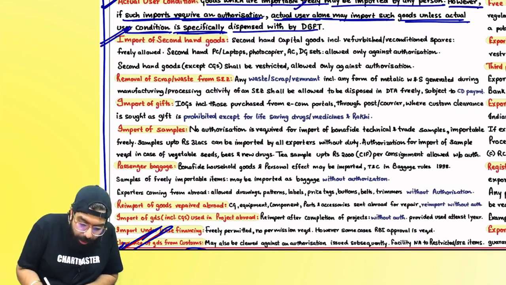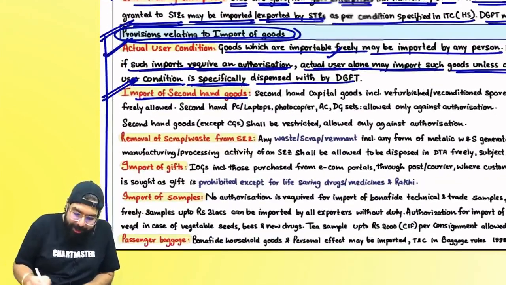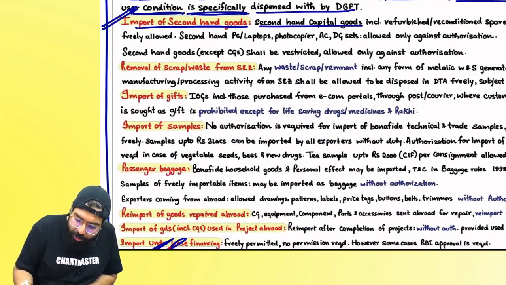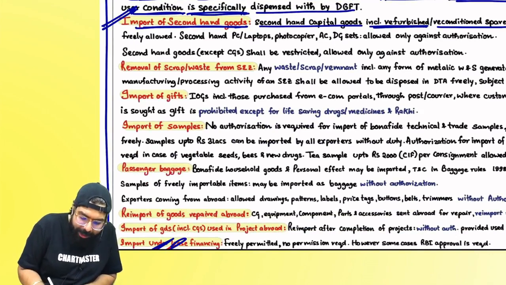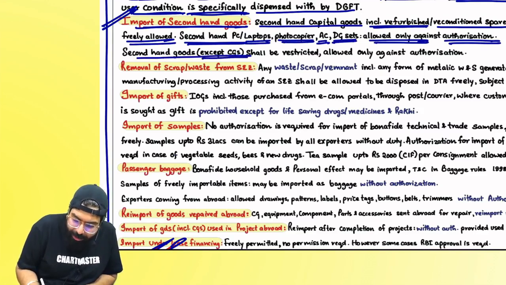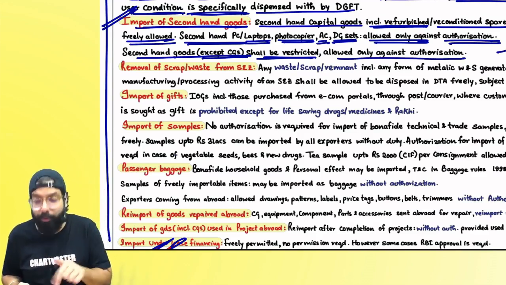Next, import of second-hand goods. Sir, can I get second-hand goods from outside India? These are general provisions relating to import. Second-hand goods, including second-hand capital goods, including refurbished, reconditioned and spares, are freely allowed. No problem. Second-hand PCs, laptops, photocopiers, AC, DG sets are allowed only against authorization. Second-hand goods, except capital goods, are restricted and only allowed against authorization. So you should know what to do if you want to get second-hand goods.